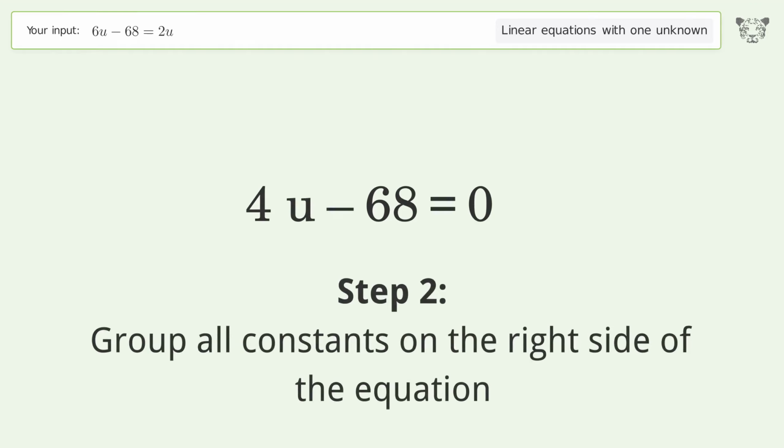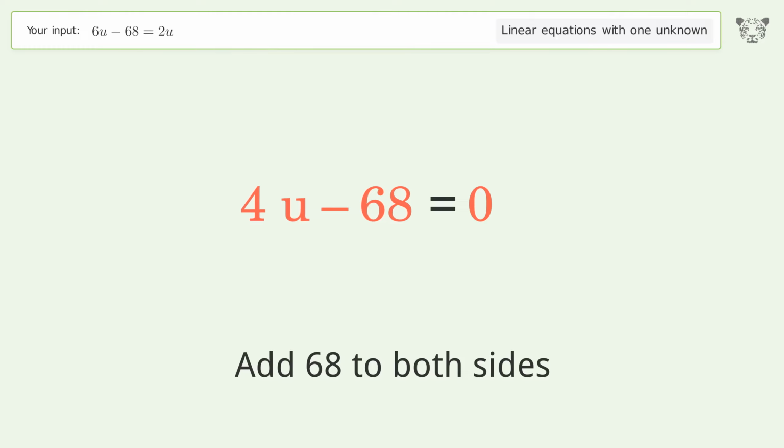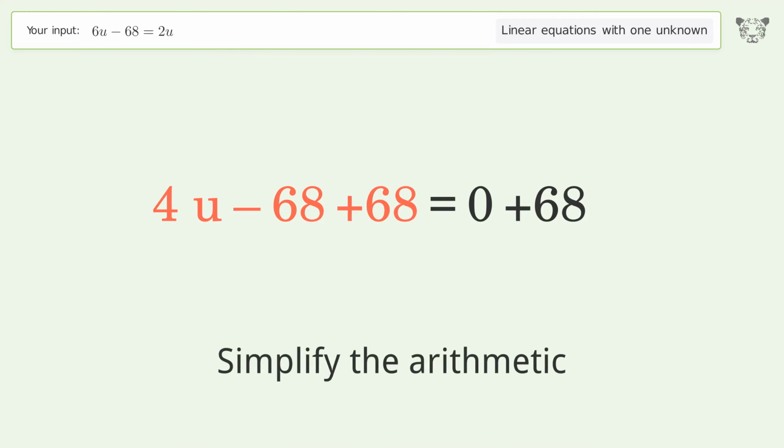Group all constants on the right side of the equation. Add 68 to both sides. Simplify the arithmetic.